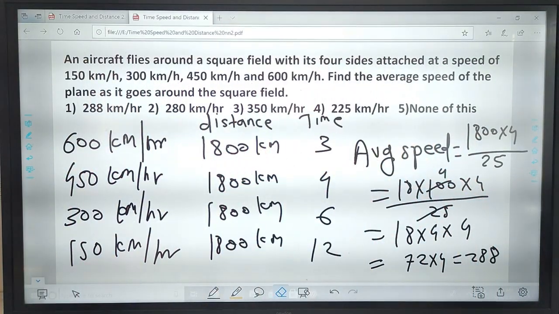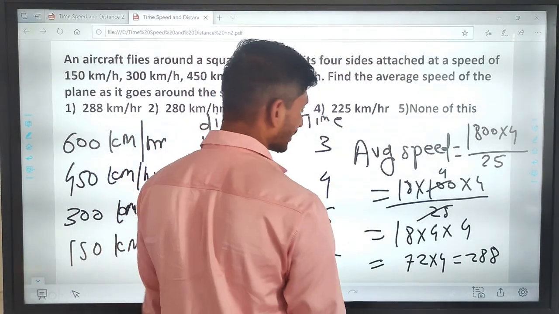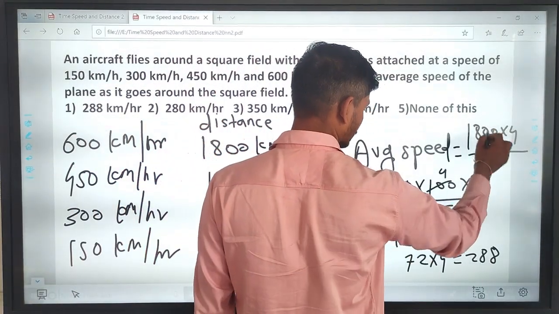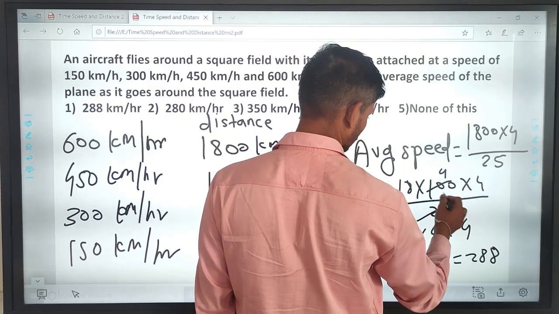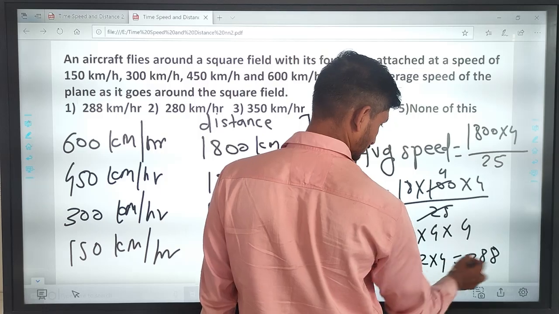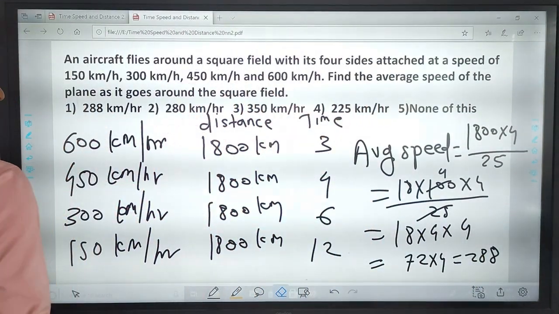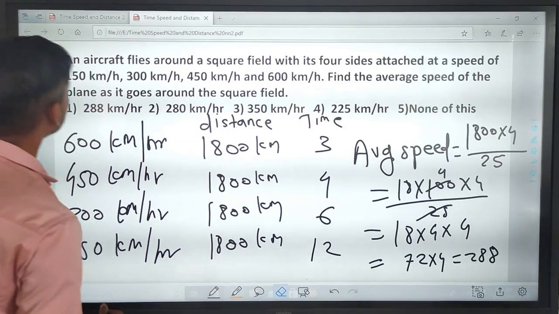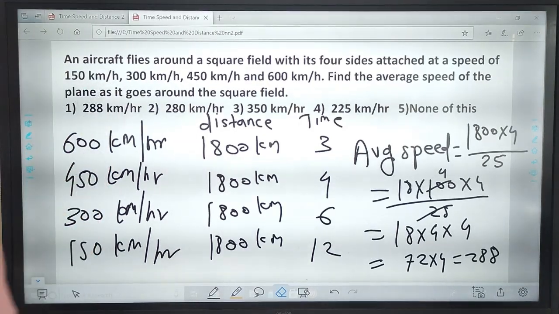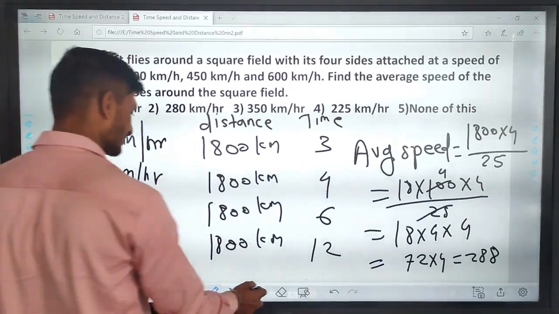Now your average speed is 288 km per hour. Your average speed is 288 km per hour. Next.